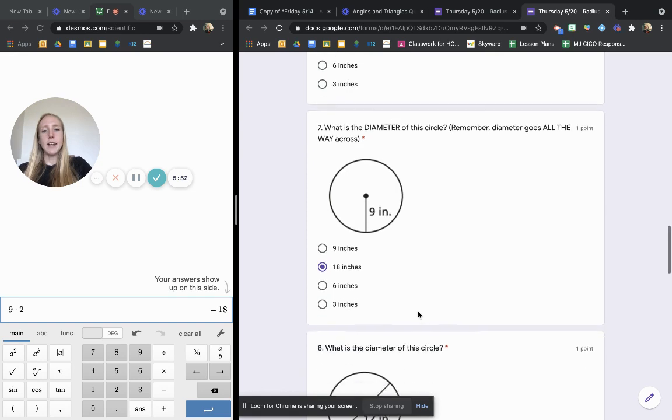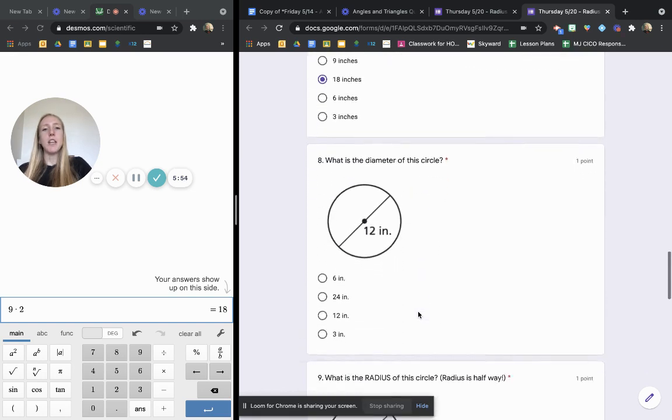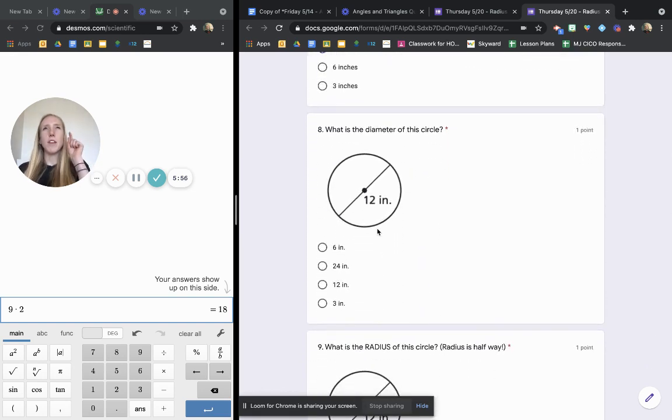All right. What is the diameter of this circle? So I have to think, is diameter the long measurement or the short one? Diameter is the long one. So does this go all the way across? Yes, it does. It goes to the center and all the way across. That is the diameter. They're telling me the diameter is 12. So the answer is 12.